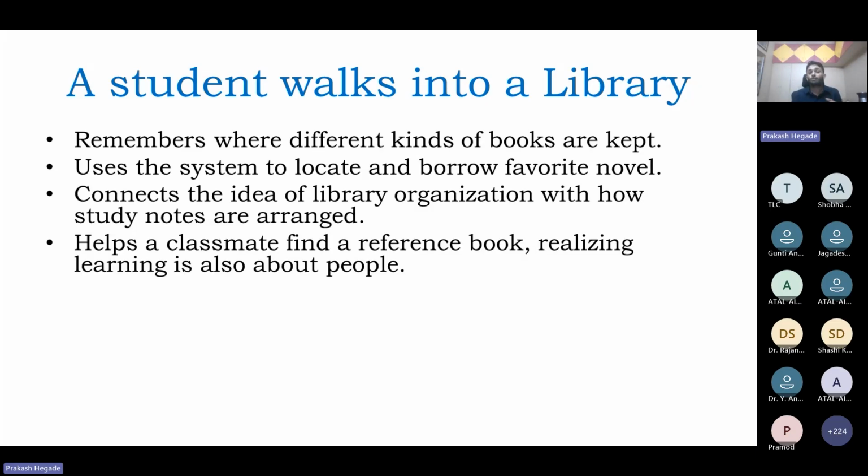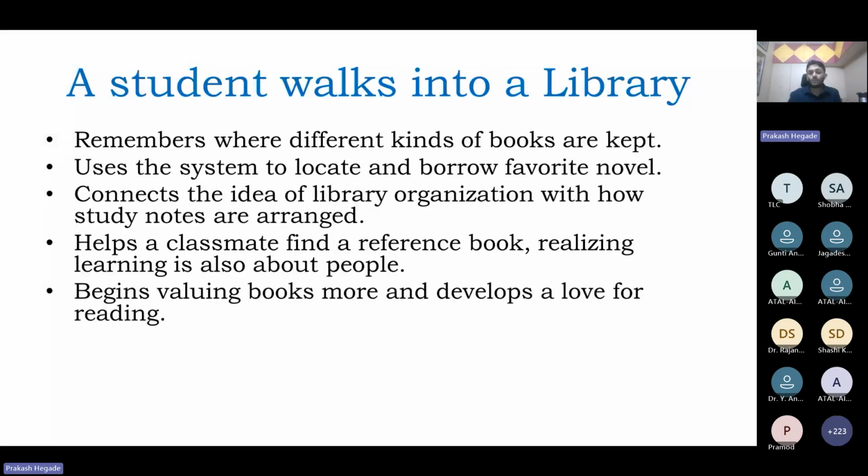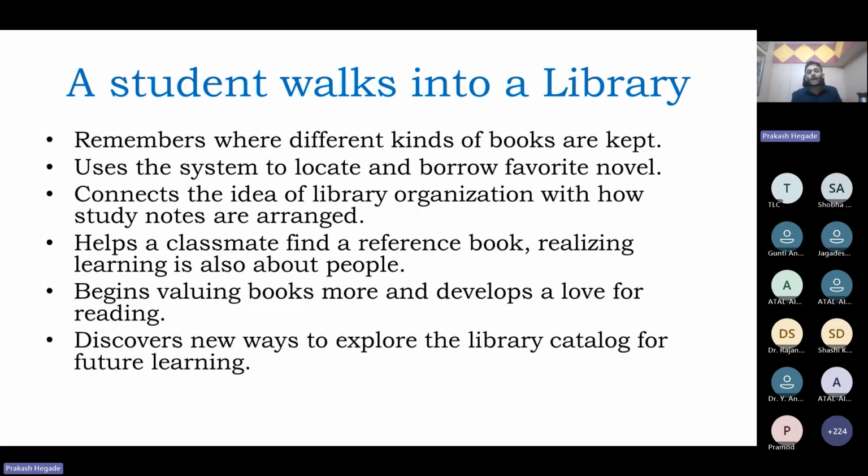That's the third one. The fourth insight says your friend walks in and the student now says, okay, let me help you. Okay, let me help you find a book. Because the student realizes that learning is also about people. Hey, look, I'm going to help my friend, or I'm going to call my friend and say that book is available on that shelf. You can actually go and read it and it might be beneficial for you. Along with that, the student starts reading, starts building that emotional connect to it, builds a love for reading. And I say, hey, look, books are so important. It's giving me so much knowledge to go ahead. Along with that, discovers a new way of exploring the library catalog for future learning.